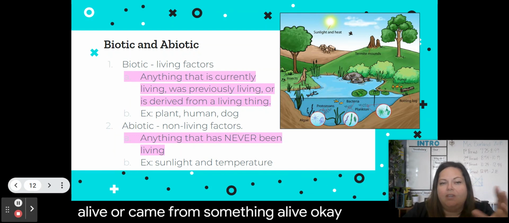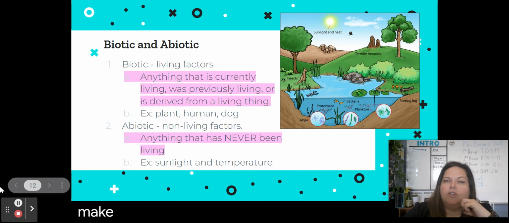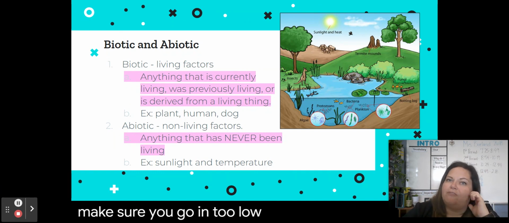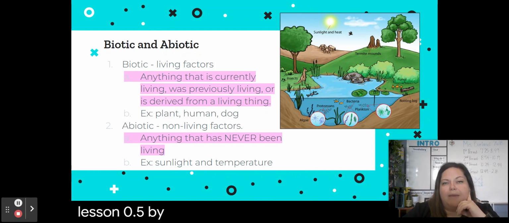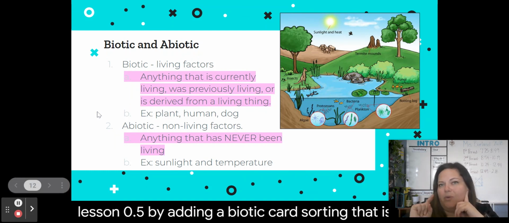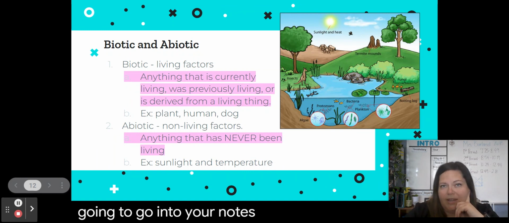Okay, that's it. Make sure you go into lesson 5 and work on your lesson 0.5, biotic, abiotic card sorting. That is going to go into your notes. You're not going to have something to submit. It's going in your notebook.